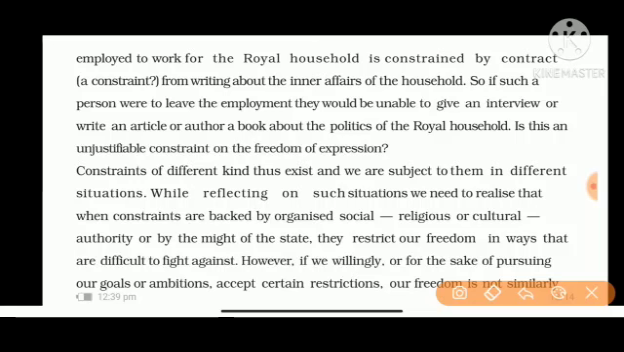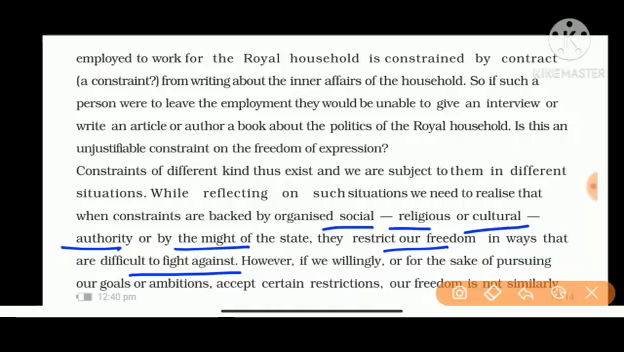Constraints of different kinds thus exist, and we are subjected to them in different situations. While reflecting on such situations, we need to realize that when constraints are backed by organized social, religious or cultural authority or by the might of the state, they restrict our freedom in ways that are difficult to fight against. Conflicts arise when constraints are imposed by external authority, such as the state or the religious or social authority ruling your country. There are very few ways to go against them. You have to follow them.